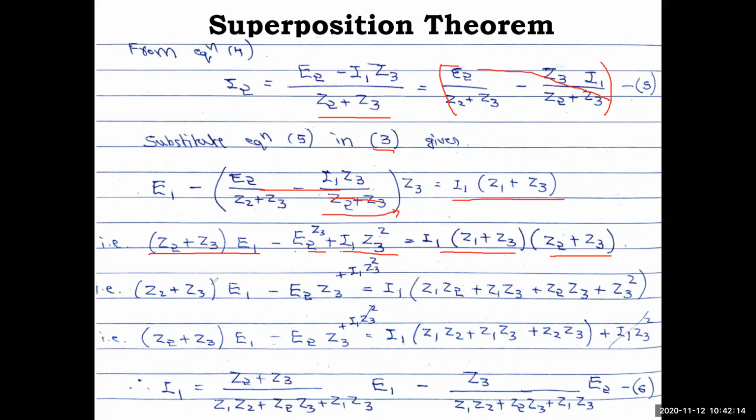So now we will simplify these bracket terms. Z2 plus Z3 I am keeping as it is because it is the source coefficient. Then E2 Z3 plus I1 Z3 square on the left side, equal to this, which will split: Z1 Z2, Z1 Z3, Z2 Z3, and Z3 Z3, which is Z3 square. On the left side we will not make any changes. Here I will combine these three, Z1 Z2, Z1 Z3, Z2 Z3, and I1 Z3 square I will take outside, and this is cancelled out, right? Here also I1 Z3 square is there, cancelled out.